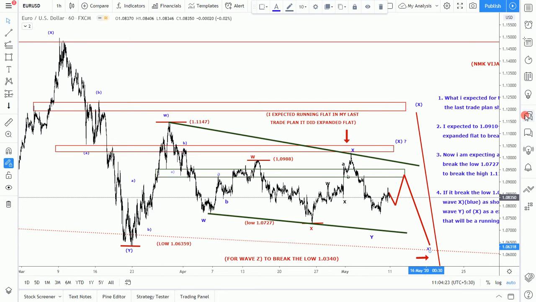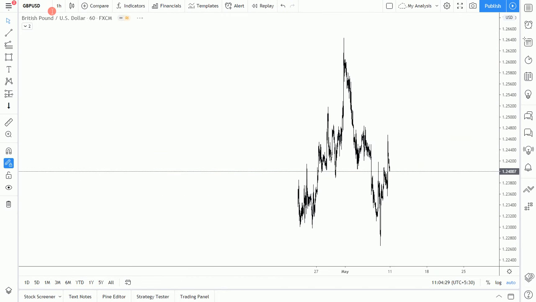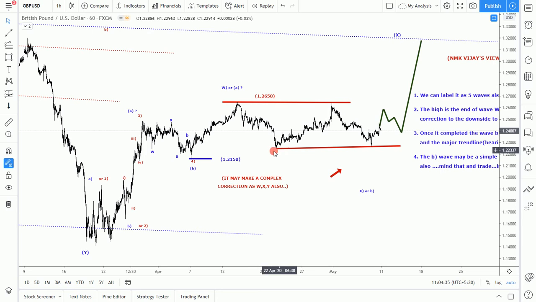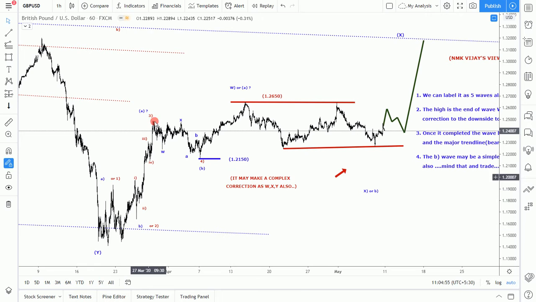So next is GBPUSD. So that is also, it has not yet broken the high and not broken this low. So we are in a range bound, or it could be a triangle also, but a triangle has to be a little bit ascending or descending. But now I am expecting the ascending triangle here. So if it is a three-way structure, what I explained in the last video, we can label it as ABC. So A, B, and then C, if it is a W, or this is a five-way structure, 1, 2, 3, 4, 5.